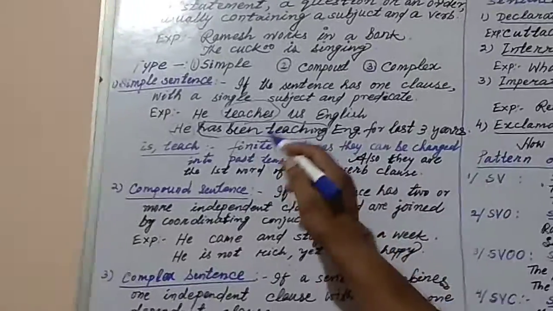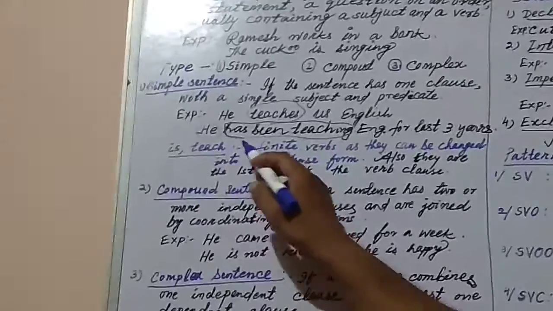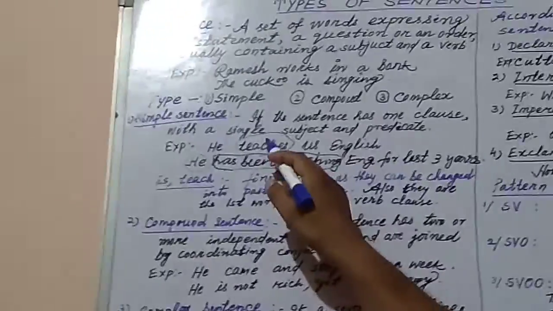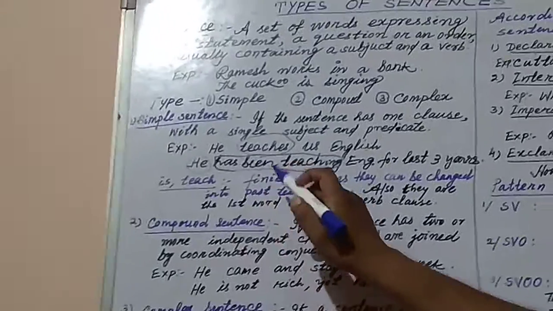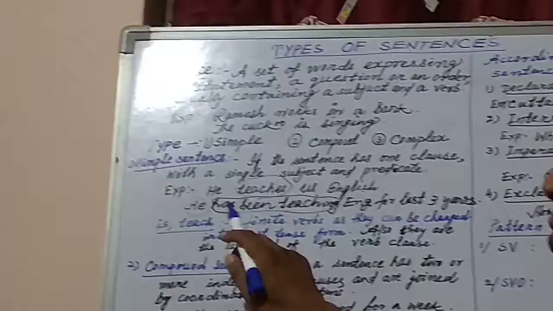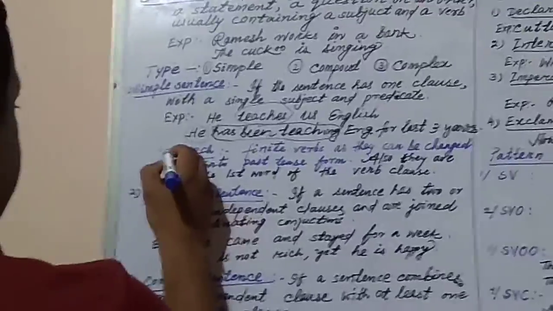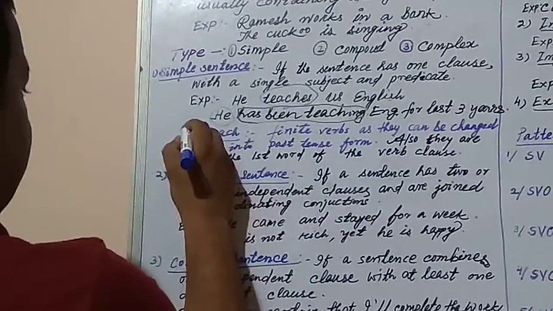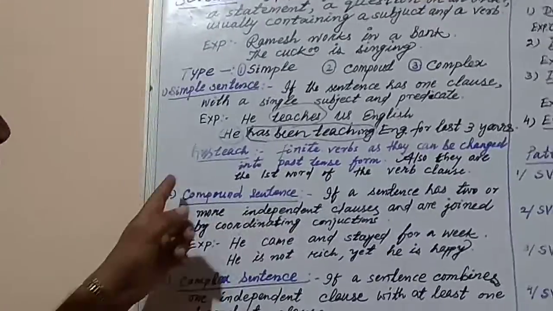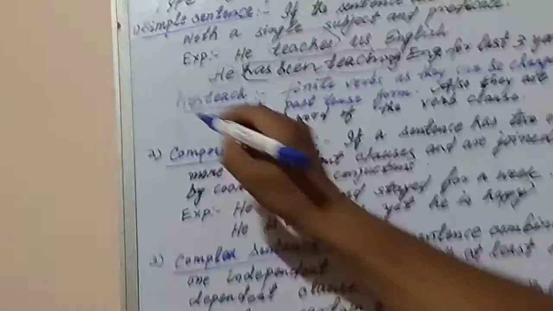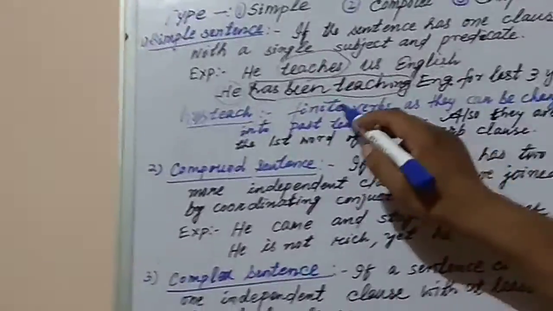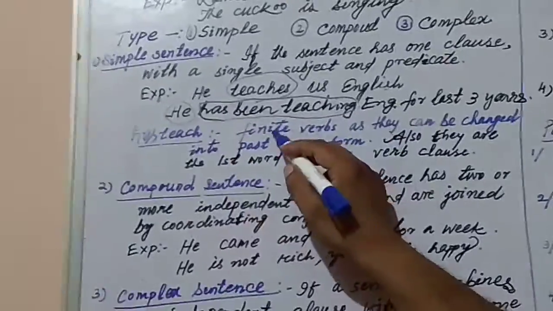So you see here the verbs teach and has. It is not is, it is has. One is has and another is teach. These two verbs are known as finite verbs.